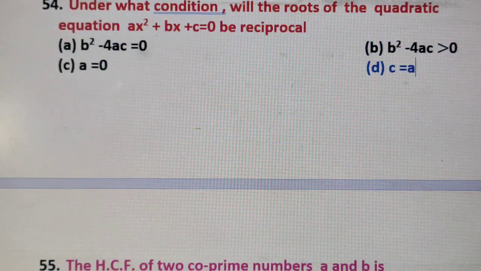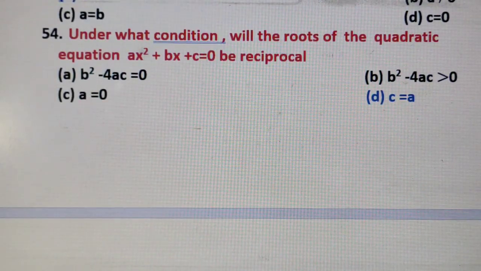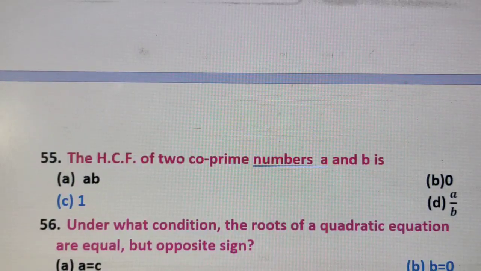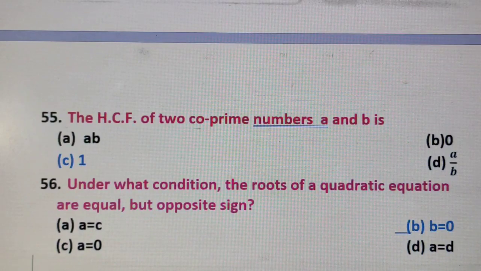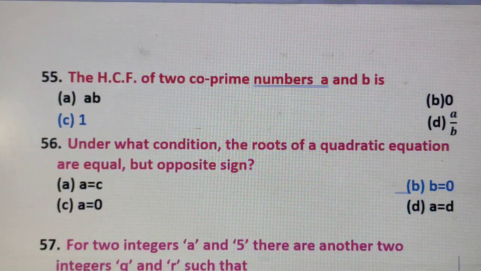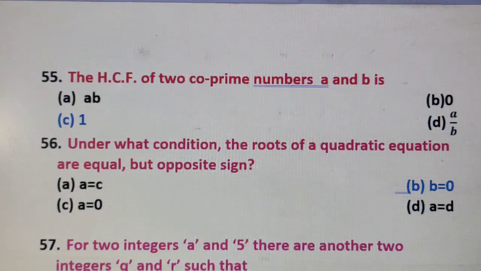Under what condition the roots of the quadratic equation will be reciprocal? Reciprocal means c by a equal to 1, so c equal to a. The HCF of two co-prime numbers: we know that co-prime numbers are those numbers whose HCF is 1. The answer is 1. Under what condition the roots of the quadratic equation are equal but opposite sign? That is, sum of the roots equal to 0, b equal to 0.